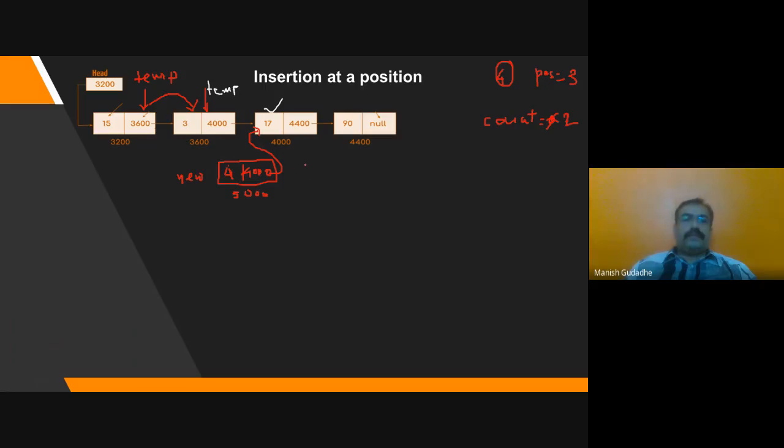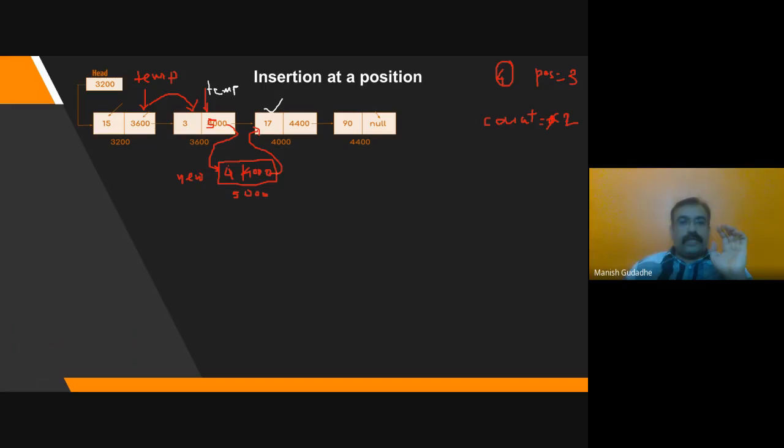Right? And then I can create this link, and I can change this address to 5000. So now the list can be 15, 3, 4, 17, 19. So the sequence of creation and destruction of the list is important.